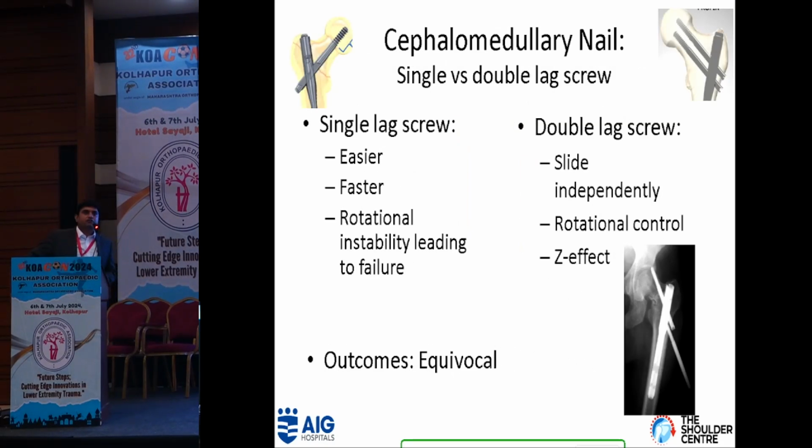The next area of controversy is in cephalomedullary nails, whether to use a single or a double lag screw. So again, there are different types of lag screws. Some of them slide through the nail, some of them are constrained. But overall, the single lag screw we are more familiar with. It is similar to the DHS. It is easier to do, faster to do, but there is rotational instability as with the DHS, which can cause failures also.